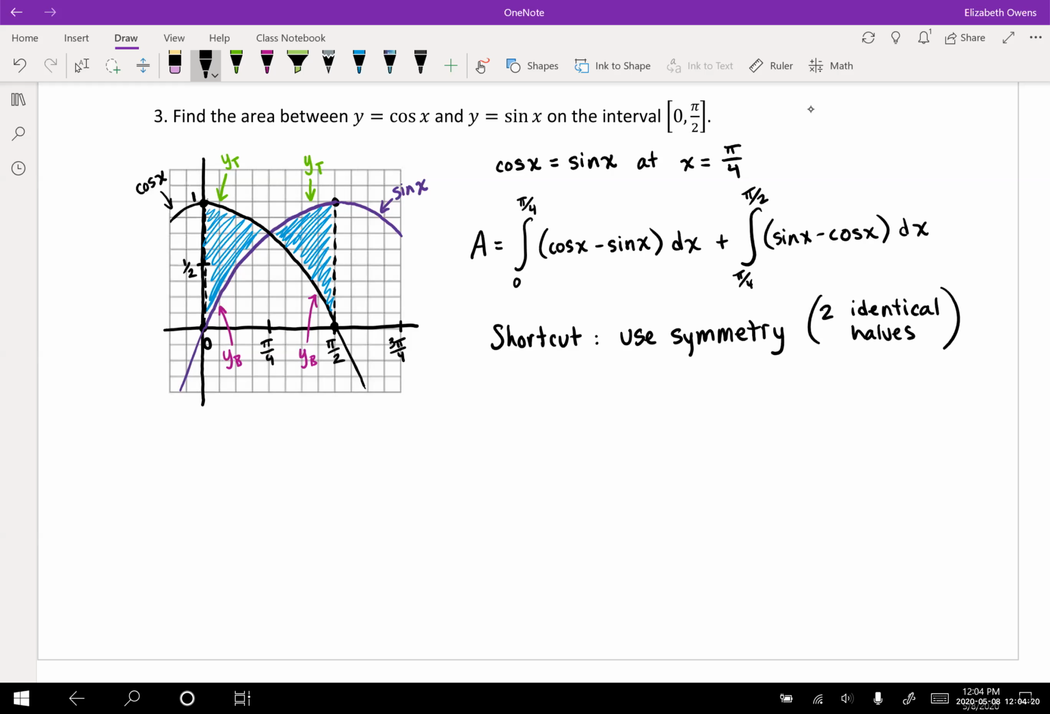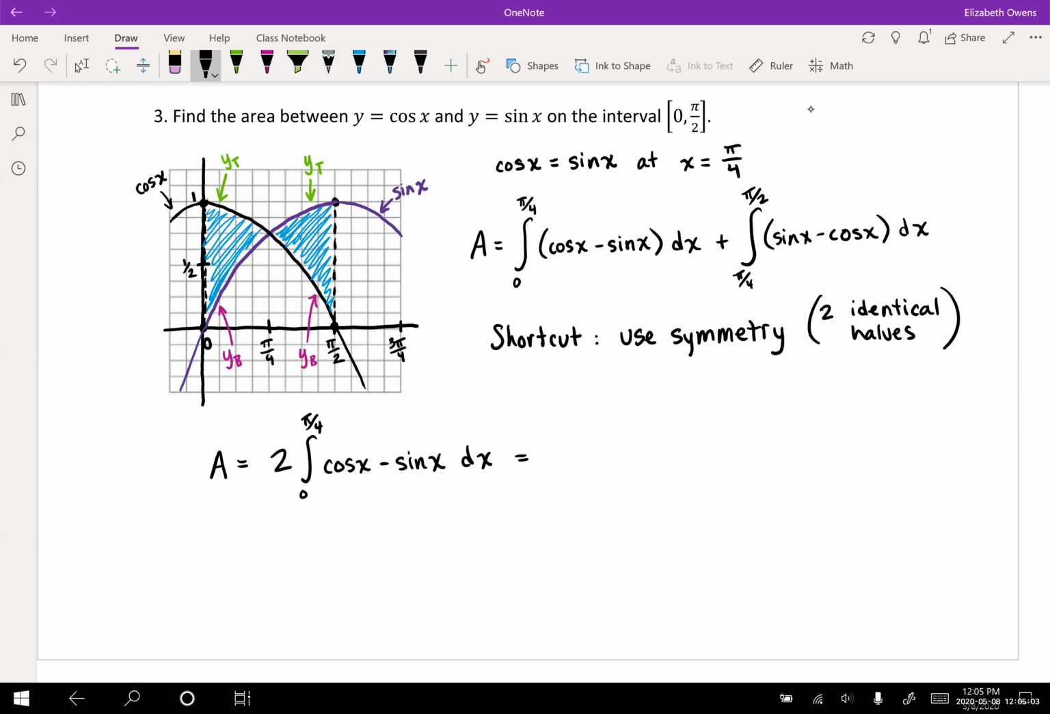All right, so that's what I'm going to do here. I'm just going to find one of these areas. I'm going to do the first one because it's got a nice 0 in its lower integration limit. So we can just find one of those areas and then double it to get the total area between the curves. I'm going to do twice the area from 0 to pi over 4. That's where cosine is on top, and subtract sine, which is on the bottom. Okay, that seems nicer.